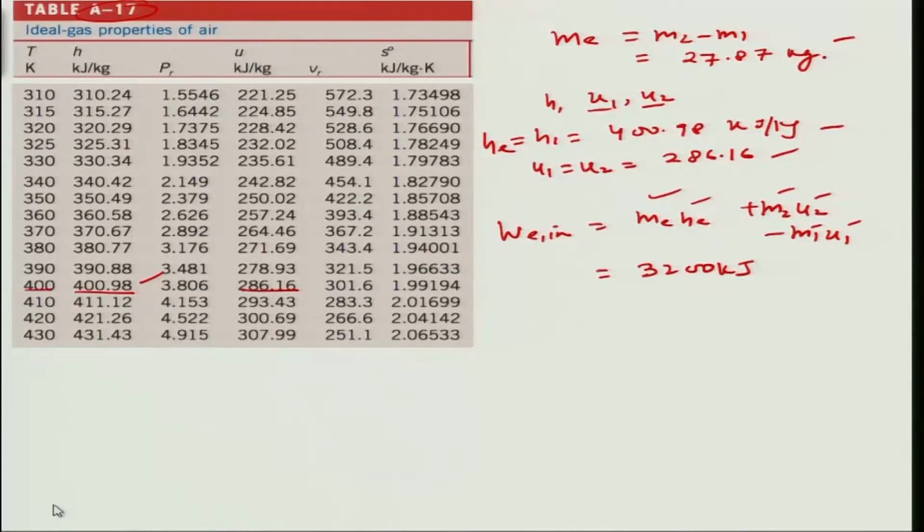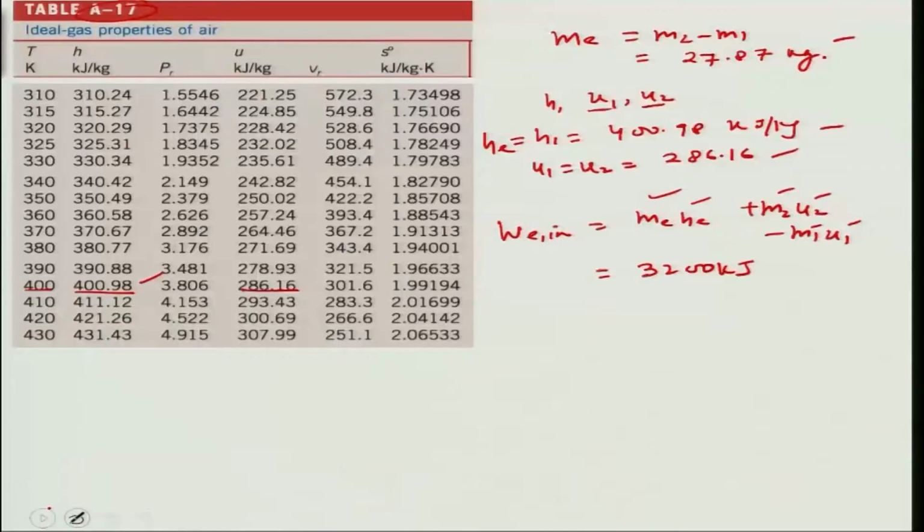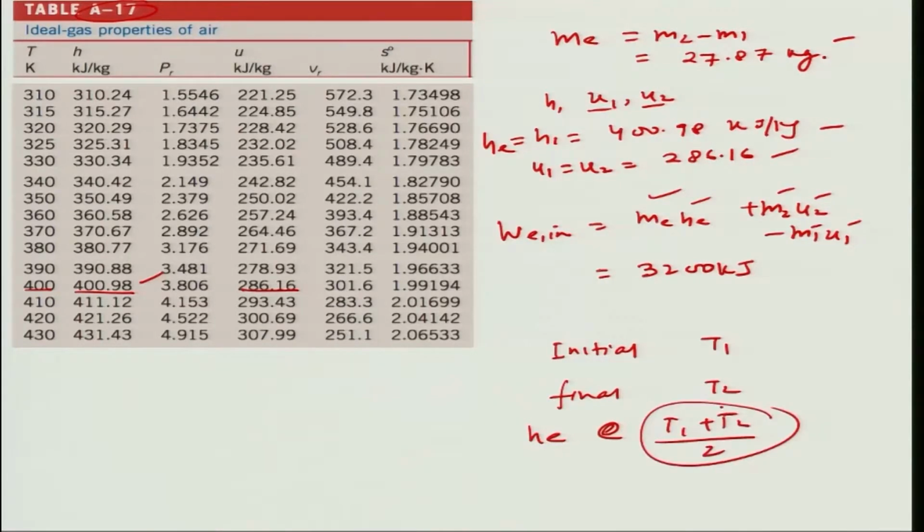In this case we have maintained the temperature at 400 Kelvin. If there was a case where the temperature was changing, let's say the initial temperature was T1 and the final temperature was T2, then at the exit condition we could have calculated h_e at (T1 plus T2) by 2 to evaluate the property, and this would have given reasonably accurate values.